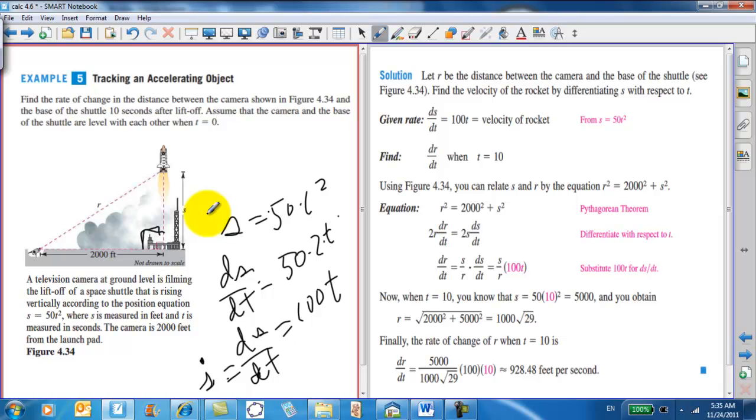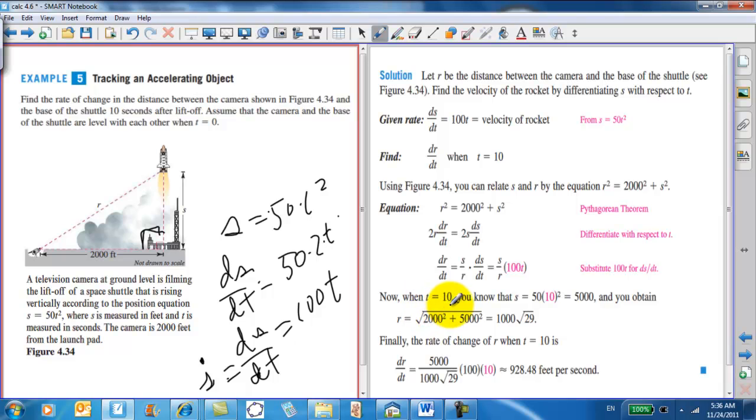So r squared equals 2,000 squared plus s squared. Take the derivative of both sides with respect to time. The 2,000 squared is a constant, so that just falls out. The derivative of r squared is 2r dr/dt. The derivative of s squared is 2s ds/dt. So dividing through by 2r, we get dr/dt equals s over r times ds/dt, which equals s over r times 100t. Remember how we said ds/dt was actually a variable equation.